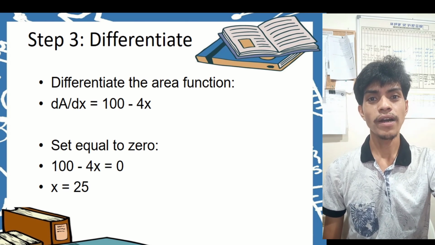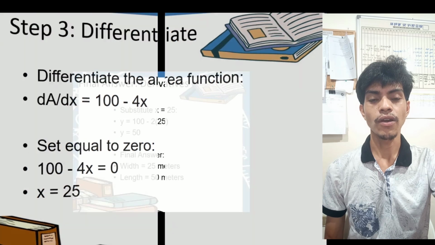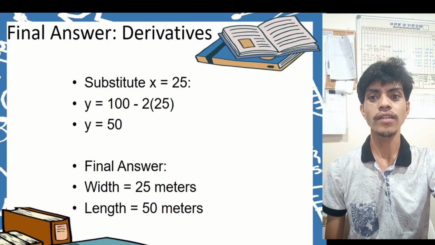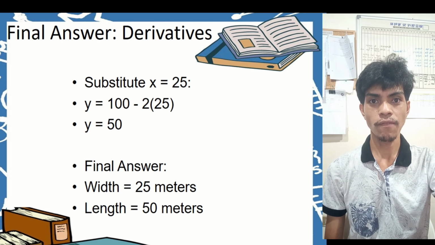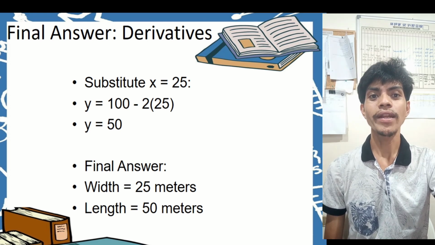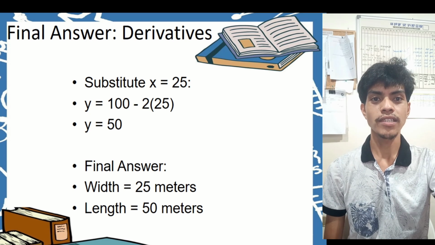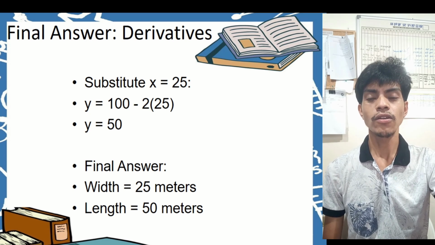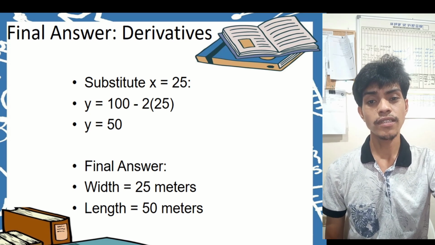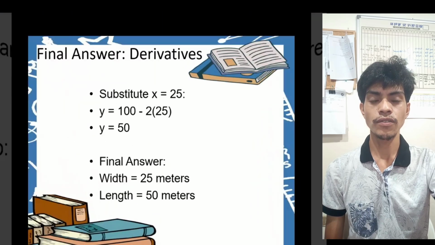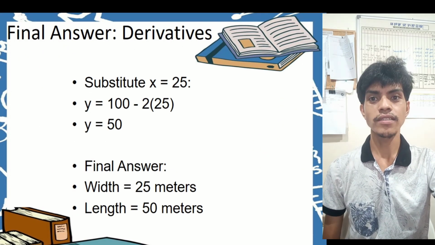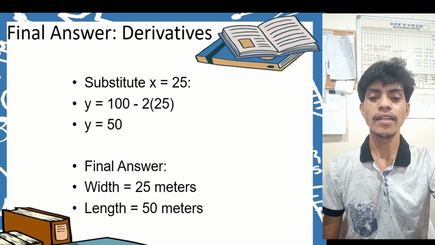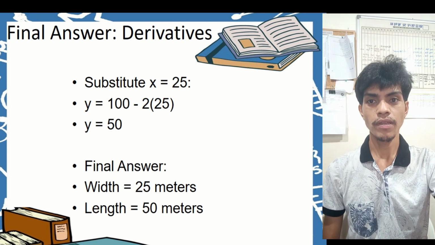How about we solve for y? Here's step 4. Substitute x equals 25. So y equals 100 minus 2 times 25. The result is y equals 50. So the final answer of this problem, the dimensions that maximize the area, are width equals 25 meters and length equals 50 meters.